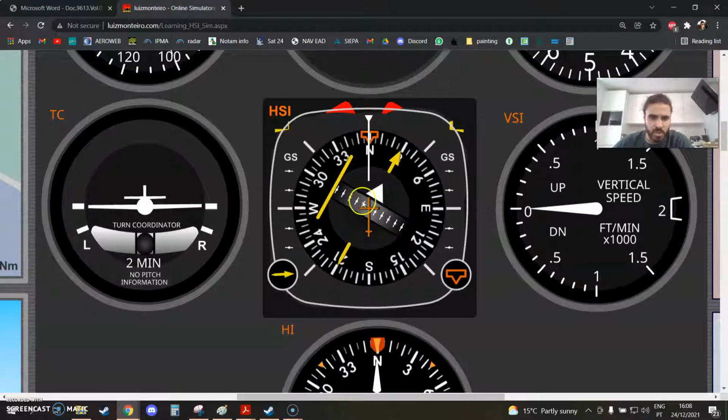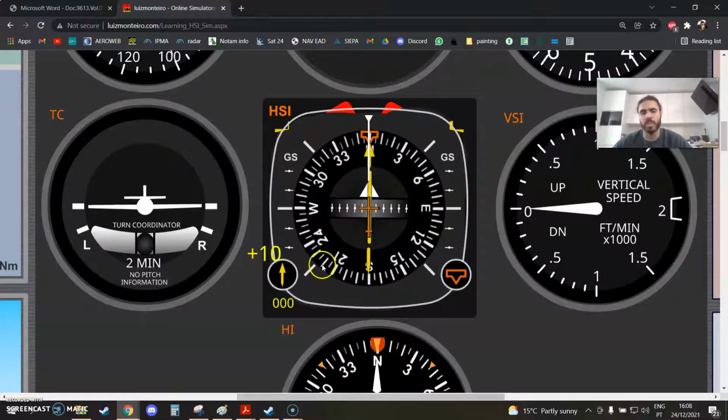So this is 2, 4, 6, 8, 10, and this is more than 10, and it doesn't change. If it's 15 or 20, you don't have the capability to tell you that it's 15 or 20. It just tells you that it's more than 10. And the last feature is this white triangle here, which is the to and from indicator, which basically tells you if the VOR is ahead of you or if it is behind you.